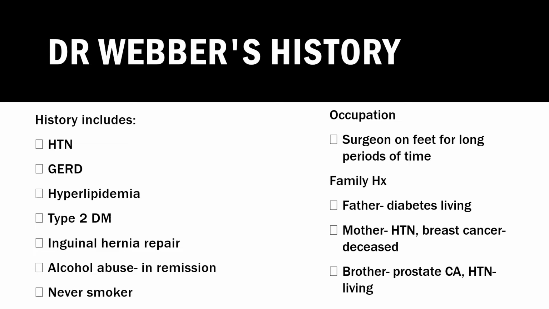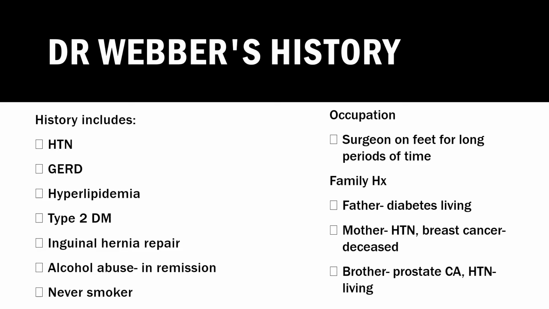Dr. Weber's history includes having hypertension, GERD, hyperlipidemia, type 2 diabetes. He's had an inguinal hernia repair. He has had alcohol abuse, but he's currently in remission, and he is a never smoker. As we've talked about before, he is a surgeon. He's on his feet for long periods of time.